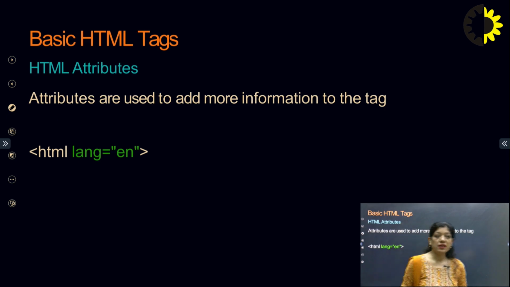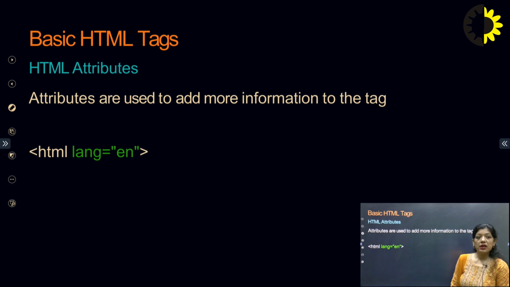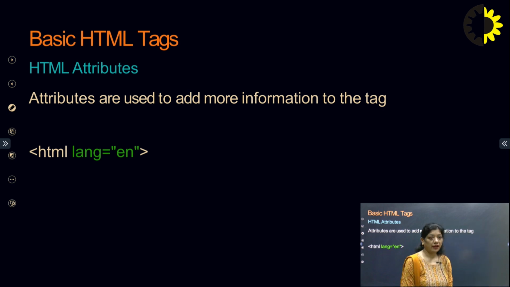What are the basic HTML tags? These are a very important part for the student. In HTML tags, first we learn what the HTML attributes are. So what are attributes? Attributes are used to add more information to the tag. Once we have created any kind of tag and we want to add some kind of information, for adding that information, we use attributes.